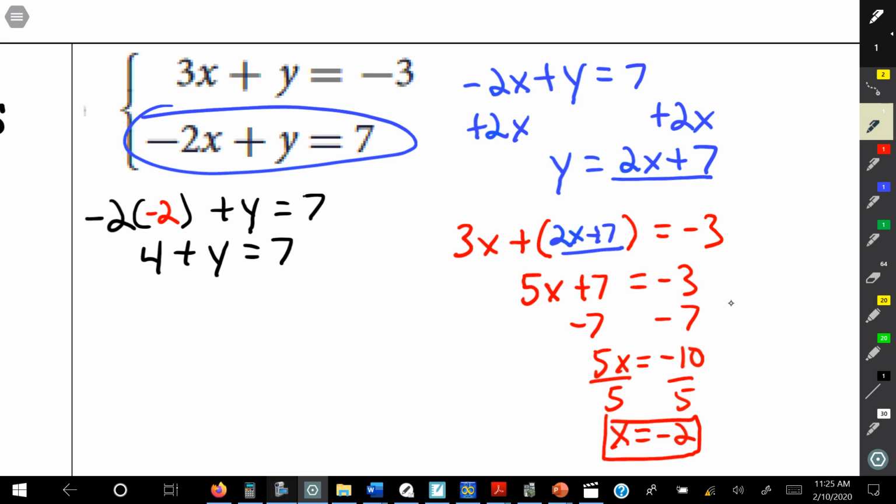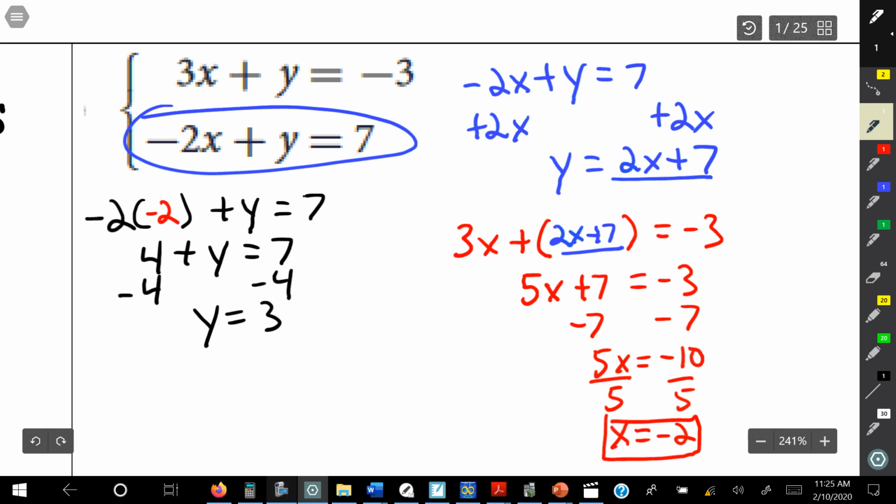Now just go ahead and solve for y here and get the actual number. So now I know that my point is negative 2, 3.